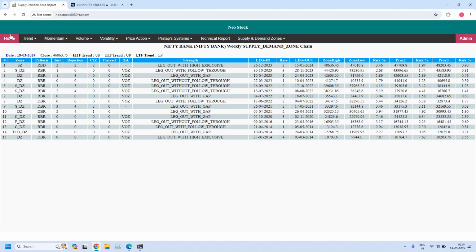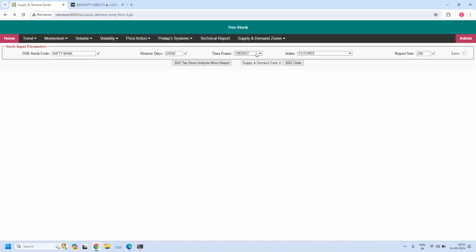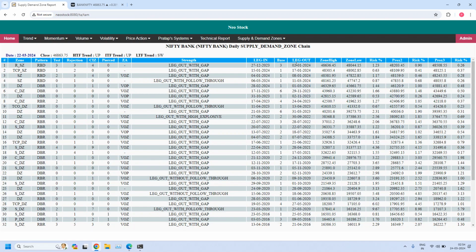Okay, now let's go to the daily and generate the daily zones. So selecting the daily time frame, and now we are generating daily supply demand zone chain for Bank Nifty. Okay, daily chain is ready.